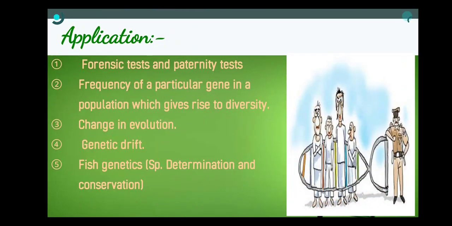Now let's talk about its applications. As I told you earlier, forensic tests are one application of DNA fingerprinting. Others are paternity tests, and finding the frequency of a particular gene in the population, which gives rise to biodiversity. We can find out the diversity of the ecosystem, changes in evolution and genetic drift, and fish genetics, which means determination and conservation. So these kinds of applications are present for DNA fingerprinting.